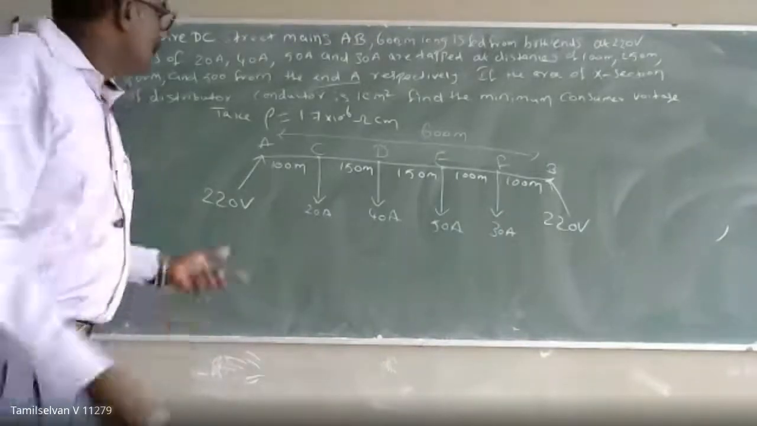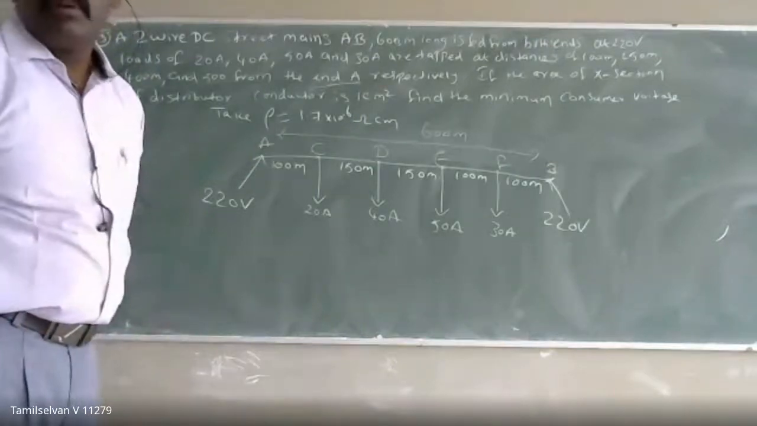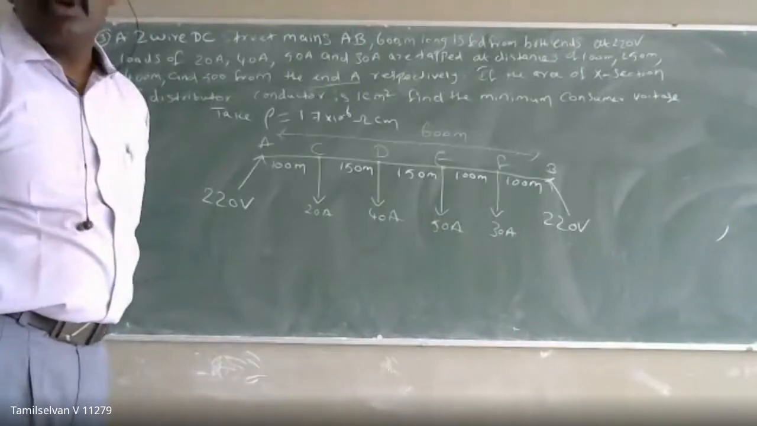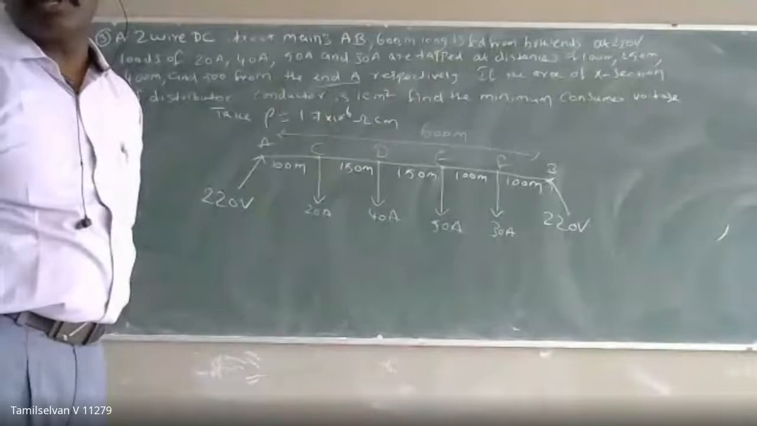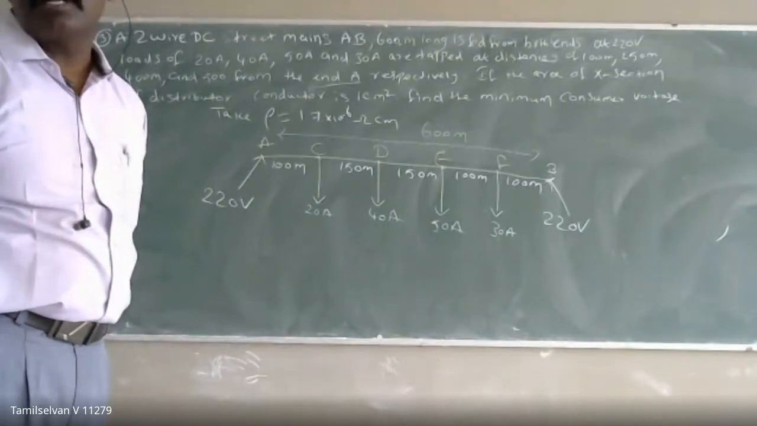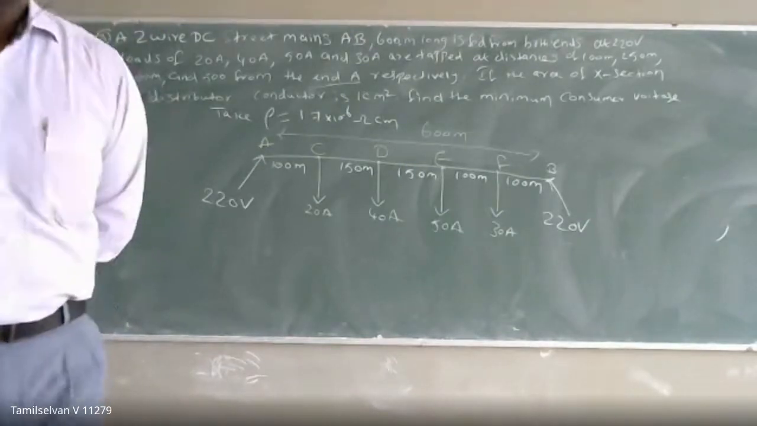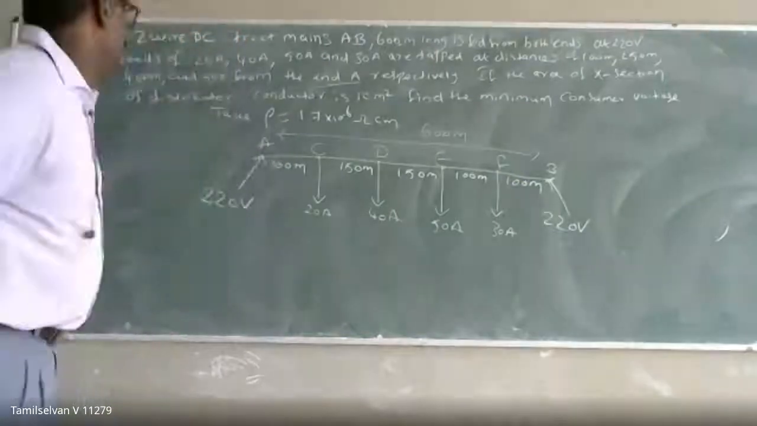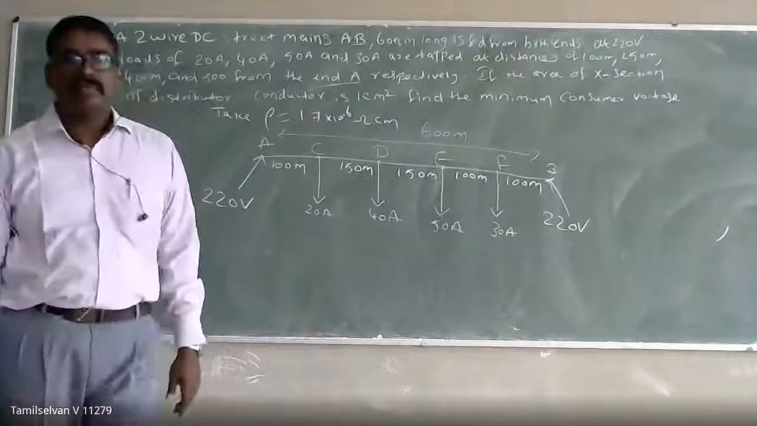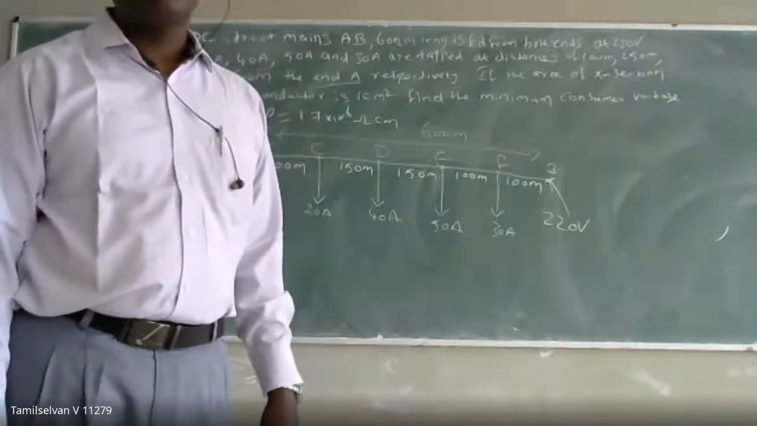Got it? So now they ask to calculate which potential is going to be the minimum potential. So how are you going to calculate which potential is going to be the minimum potential? How are you going to calculate? We are supplying the voltage at both the ends. We are supplying from both the ends. Then how are you going to take it?